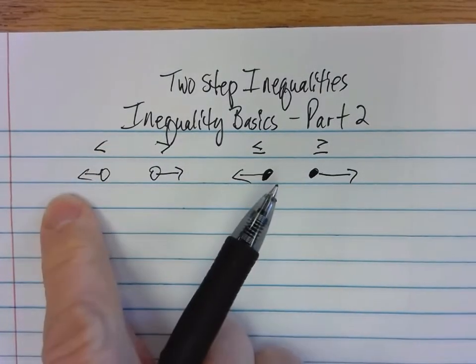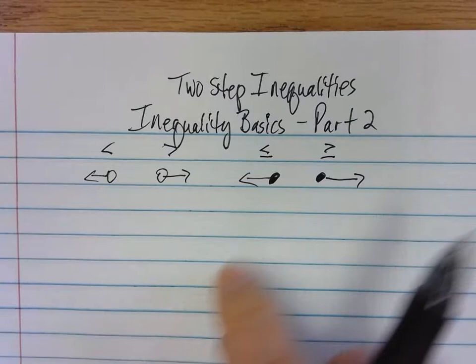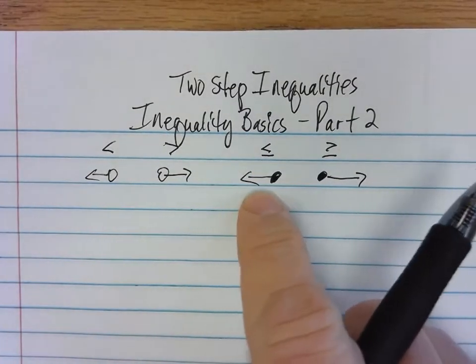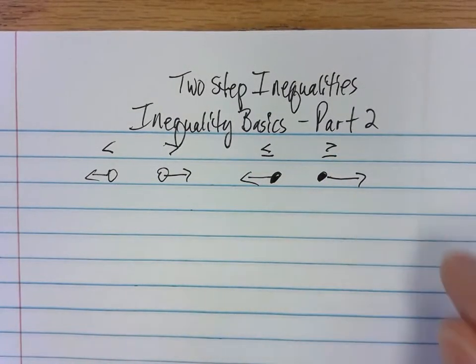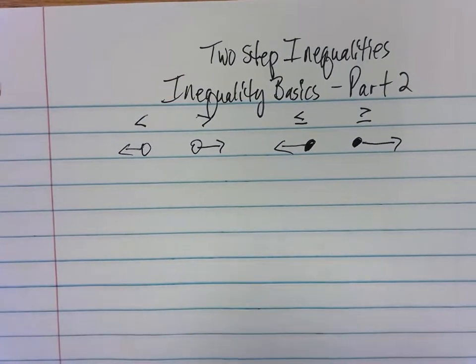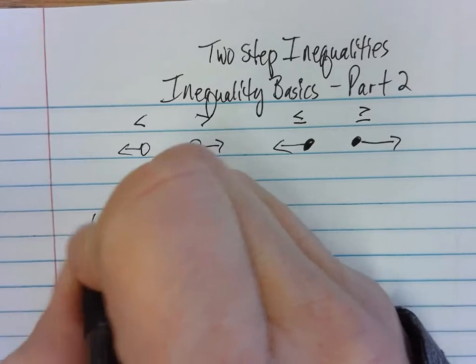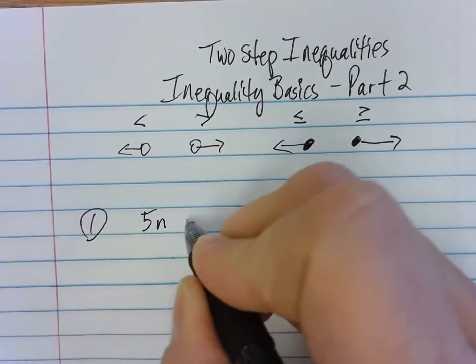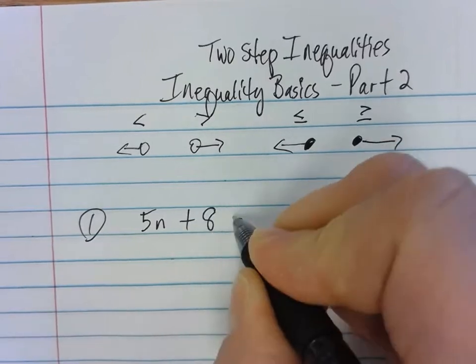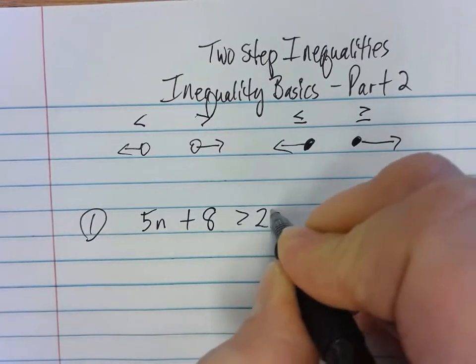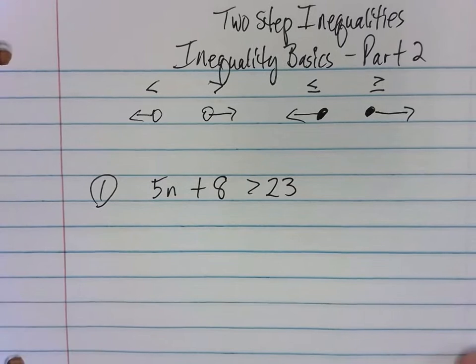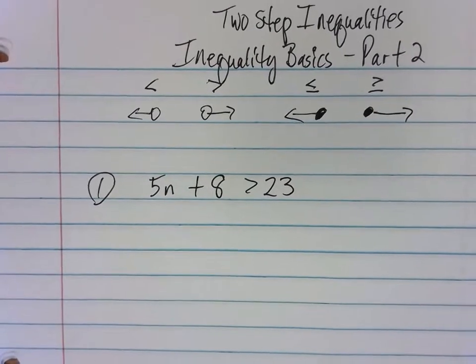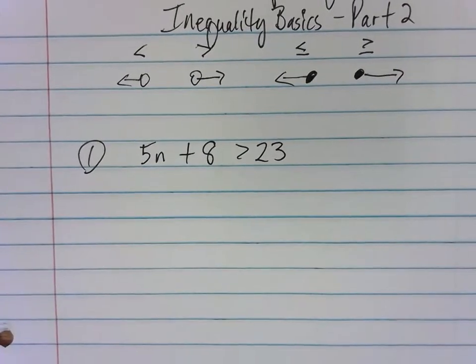Less than, open going to the left; greater than, open going to the right; less than or equal to, closed to the left; greater than or equal to, closed to the right. So let's say we got one like this. We're going to start out with one of all positive numbers, and then we'll work our way into the integers. We have 5n plus 8 is greater than 23.